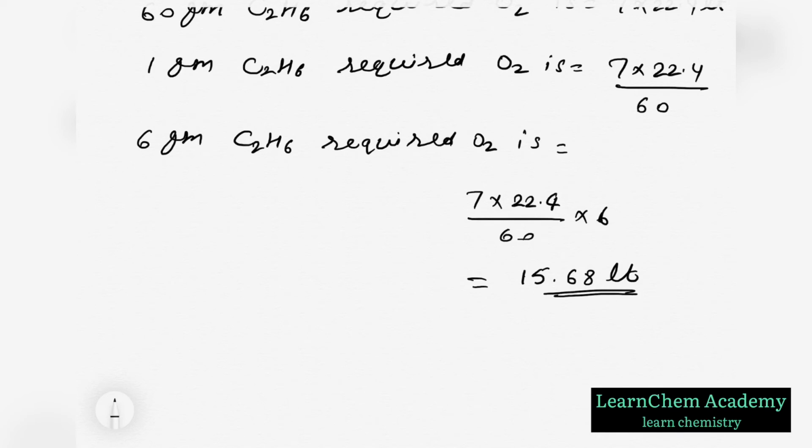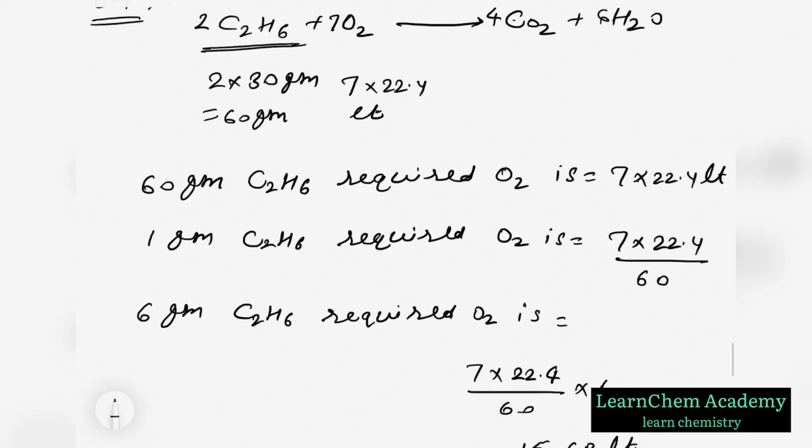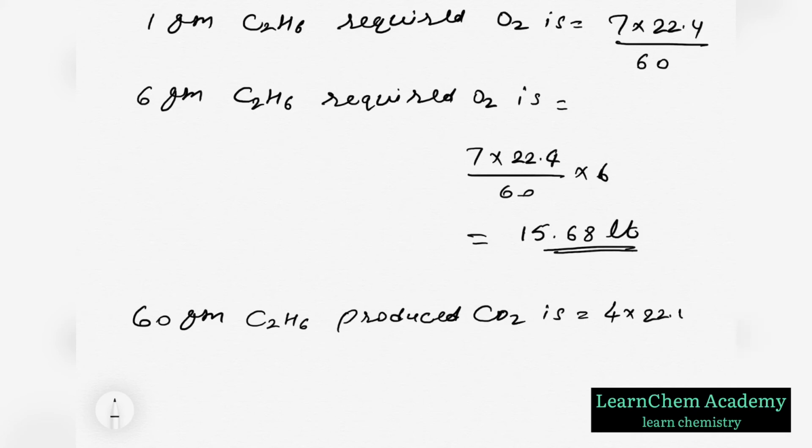Now next is, 60 gram of ethane produces 4 into 22.4 liter of CO2. So we can use the unitary method here also. 60 gram ethane produces CO2 of 4 into 22.4 liter.